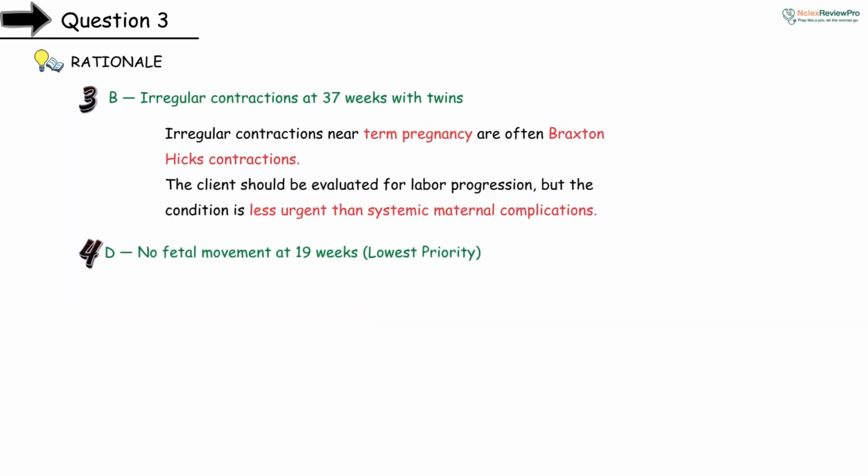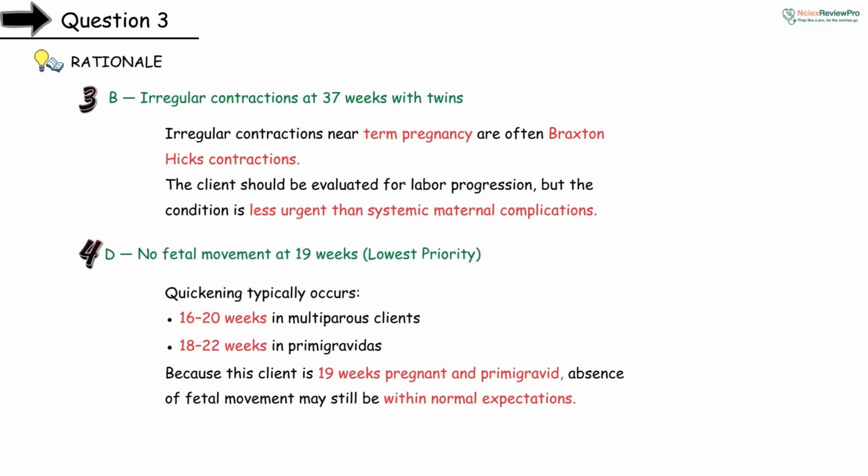Then the nurse should attend to option B. This client is 37 weeks pregnant with twins and reporting irregular contractions. At this stage, irregular contractions are often Braxton-Hicks contractions. They are uncomfortable, but not necessarily dangerous. This client does need assessment, but there is no immediate indication of a life-threatening condition, so this comes third.